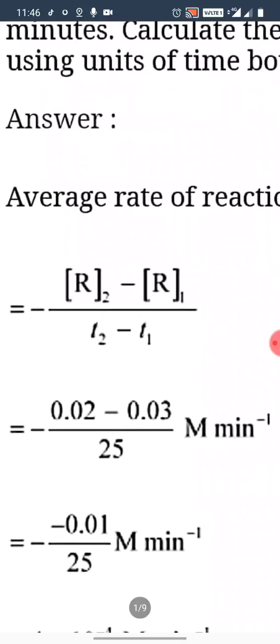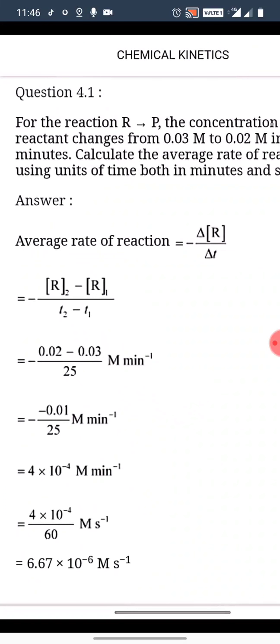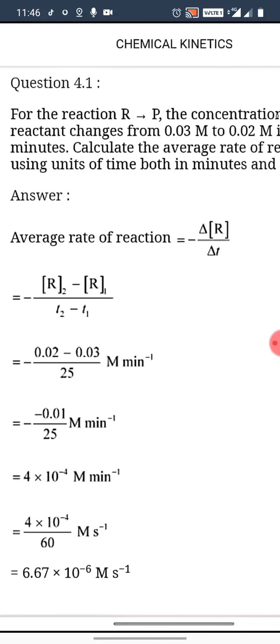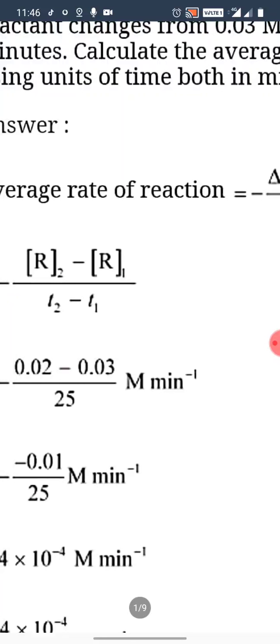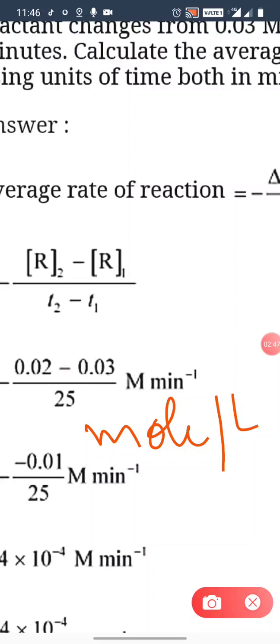R2 minus R1 upon T2 minus T1. So it will be minus (0.02 minus 0.03), final minus initial, upon 25, which is the change in time. Since we are using the time here in minutes, it will be molar per minute. Molar means moles per liter, which is also molarity only. So you can use capital M to represent moles per liter, or you can write moles per liter per minute.